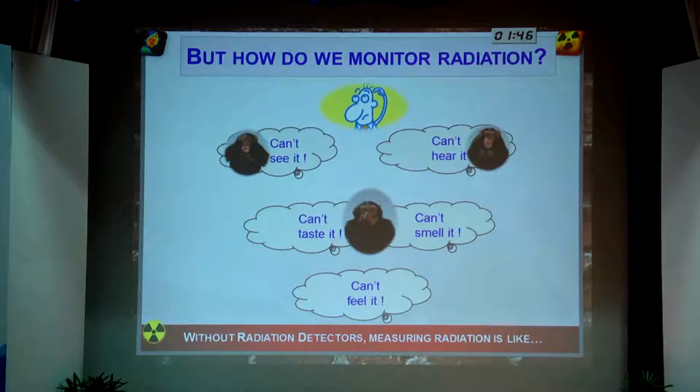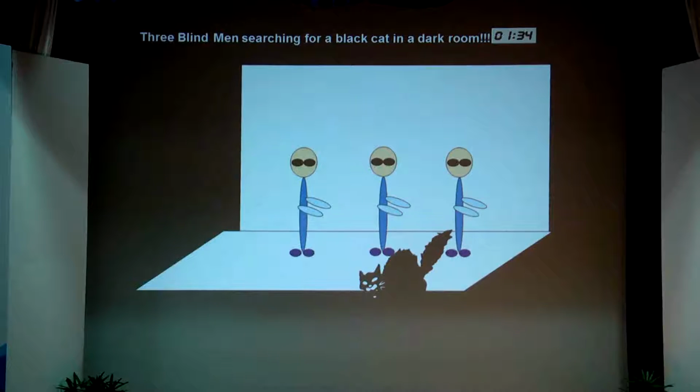But how do we monitor radiation? Because we can't see radiation, we can't feel it, and none of the 5 senses can detect radiation. So without radiation detectors, measuring radiation is like 3 blind men searching for a black cat in a dark room.